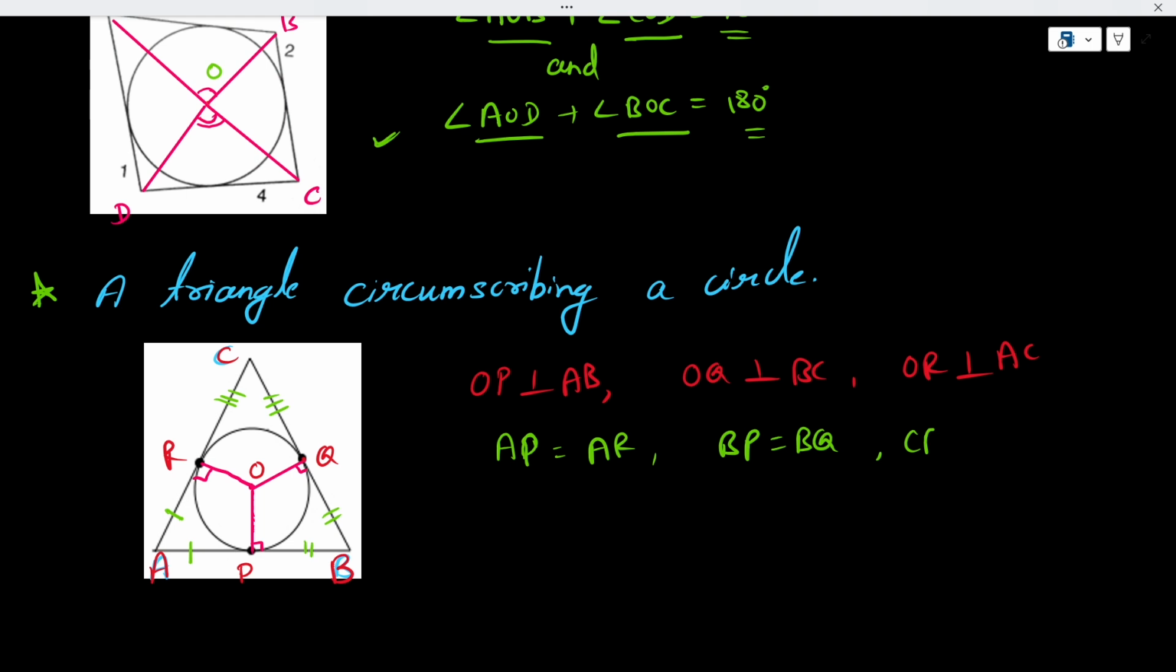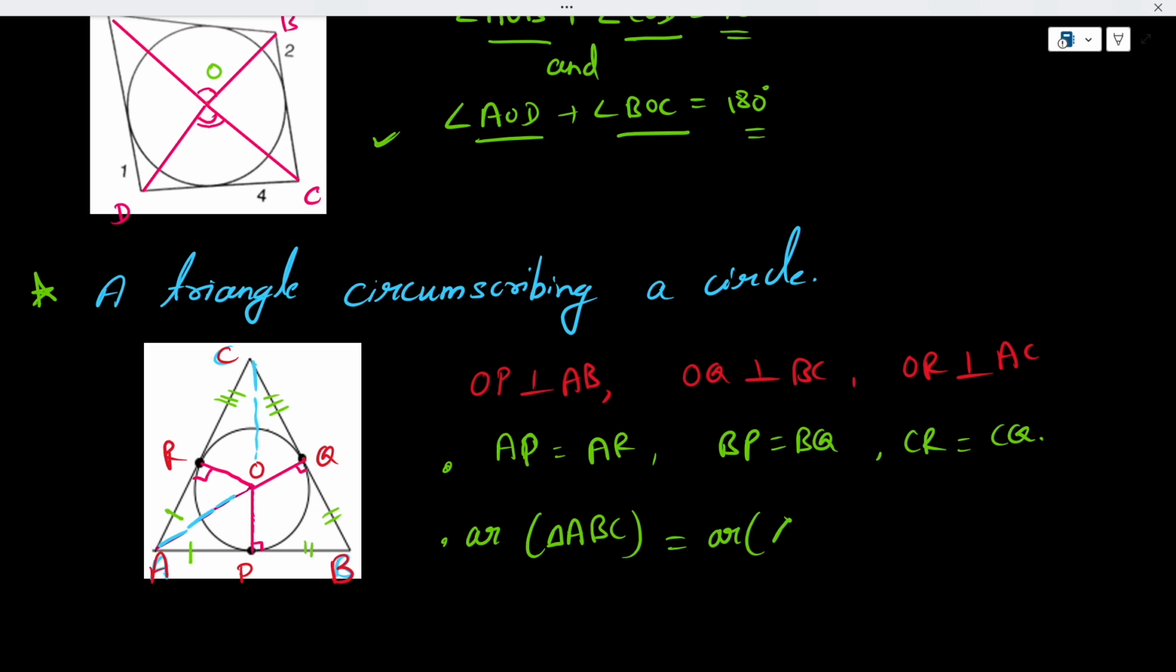And CR is going to be equal to CQ. Now, if you need to find the radius, then you will use the area part, right? Now you know what another result is here. The area of triangle ABC will always be equal to the sum of areas of triangles, because I have to divide this whole big triangle into three small triangles. So how can I take it here?